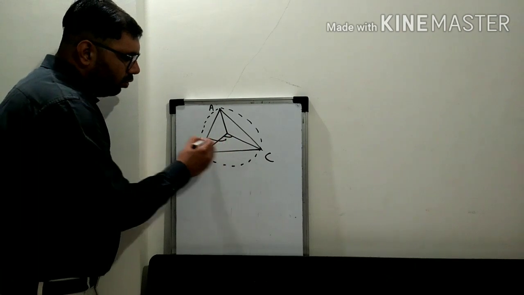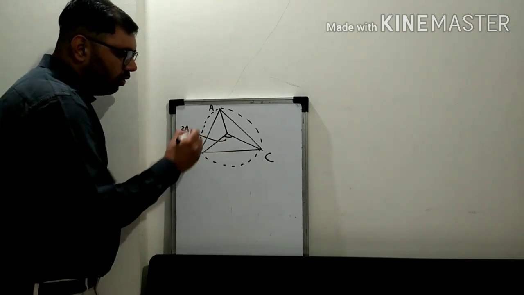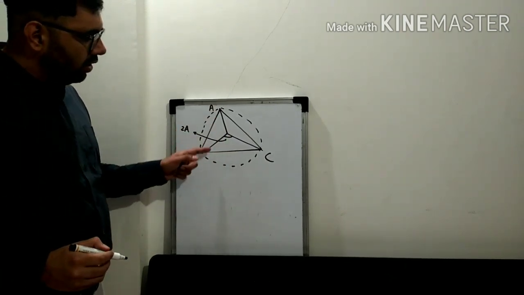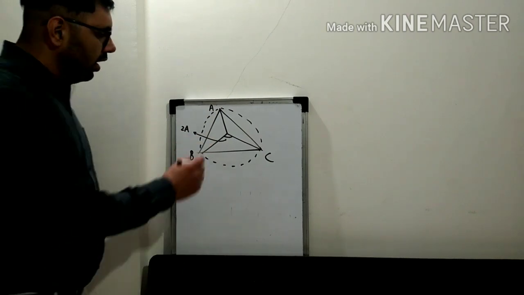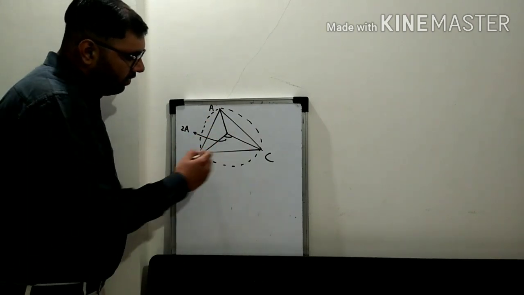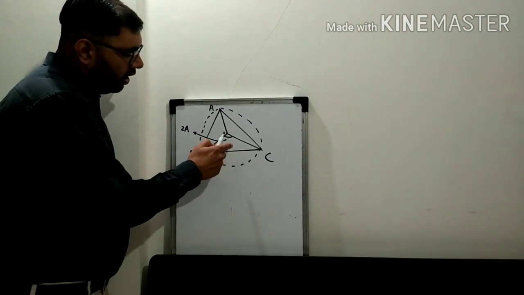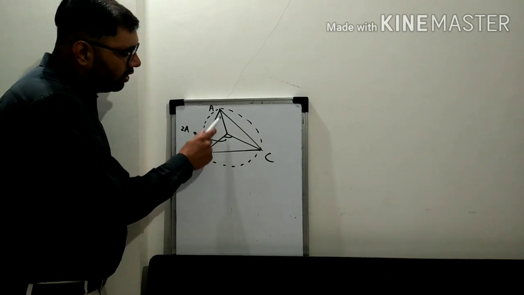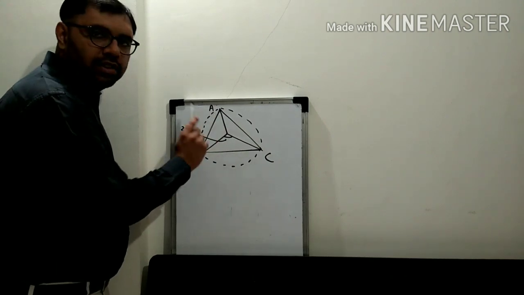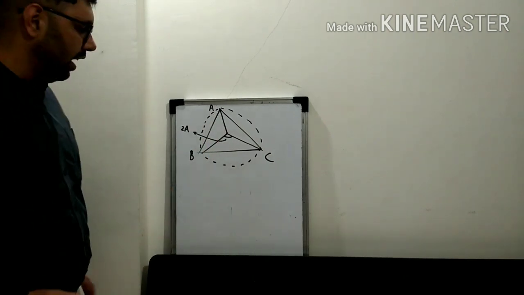This angle will become 2A. As I already told in class, this is from the property of circles. If we have a chord and we connect the endpoints of the chord with the center, the angle subtended at the center is always double the angle subtended at the arc of the circle. This we have already studied in classes 9 and 10.